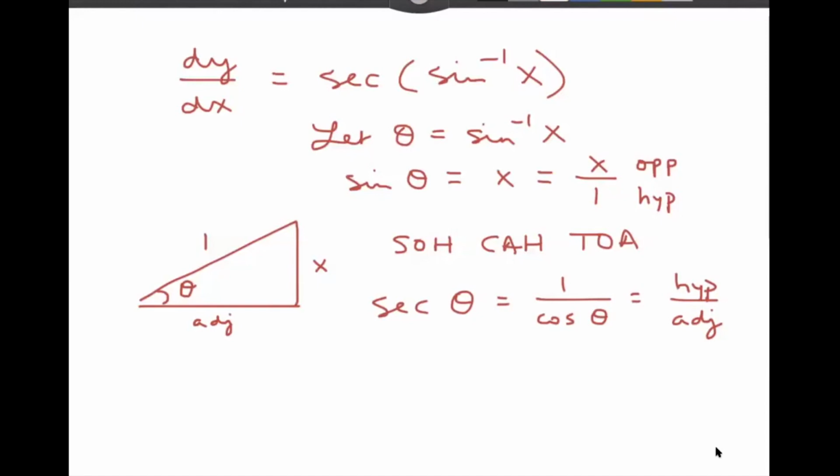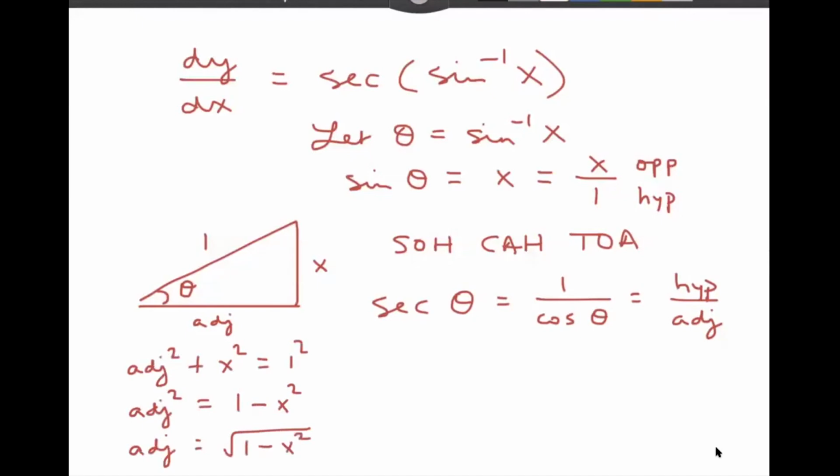Using the Pythagorean theorem, the adjacent squared plus x squared is equal to 1 squared. That means that the adjacent squared is equal to 1 minus x squared, and that means that the adjacent is the square root of 1 minus x squared. See where this is going? Okay, so the secant of theta is the hypotenuse, which is 1, over the adjacent, which is the square root of 1 minus x squared.